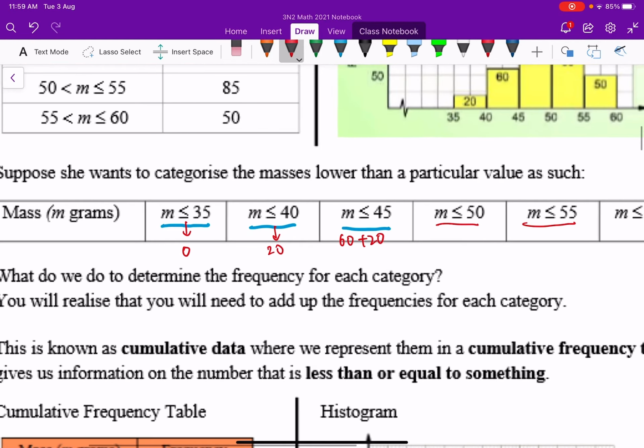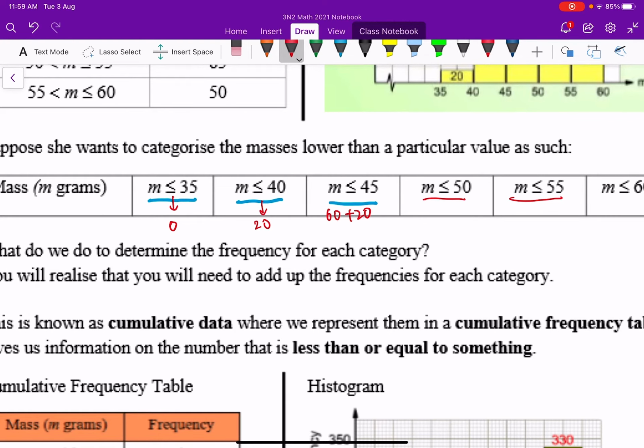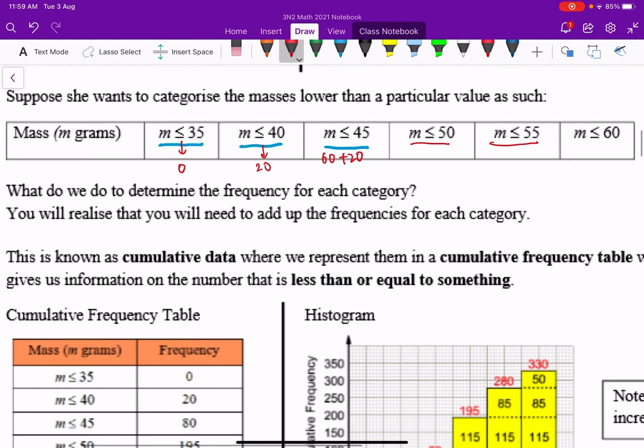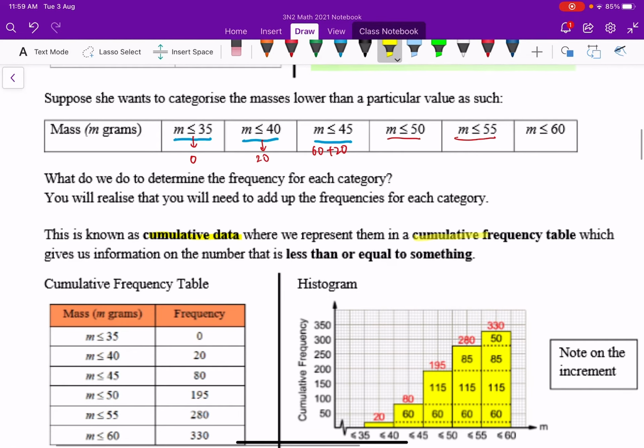Okay, so if you are going to use less than to represent your data, then you would have to use this thing called the cumulative data. The word cumulative means that you accumulate. You just keep on adding on and adding on and adding on, where you put them in a cumulative frequency table.